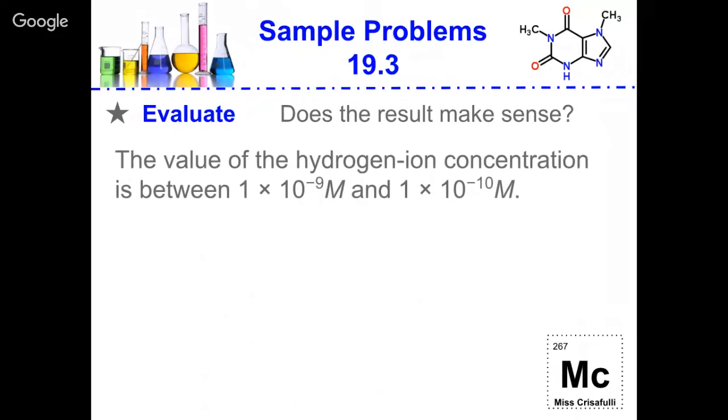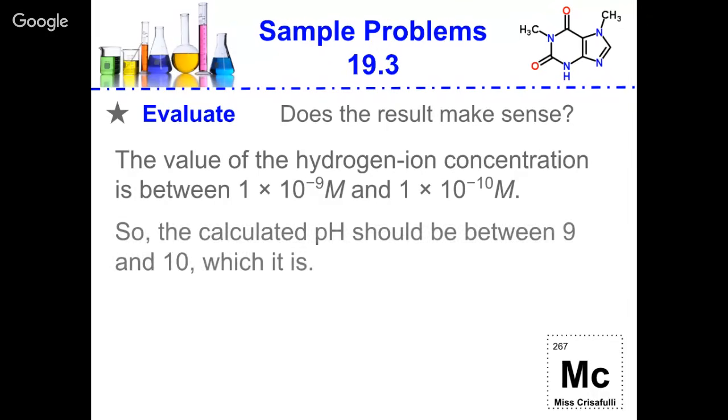So now we have to make sure this makes sense. The value of the hydrogen ion concentration is between 1.0 times 10 to the minus 9th and 1 times 10 to the minus 10th. So the pH should be between 9 and 10, and it is.